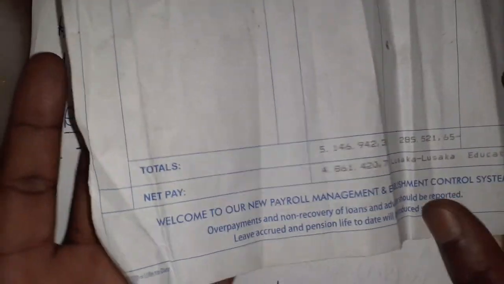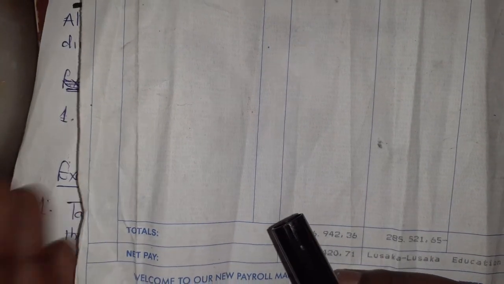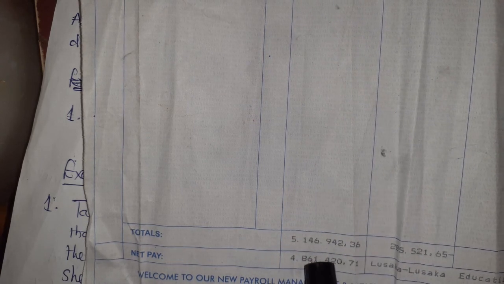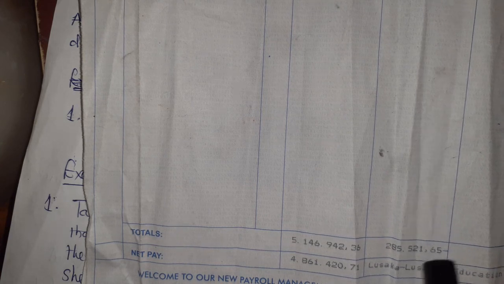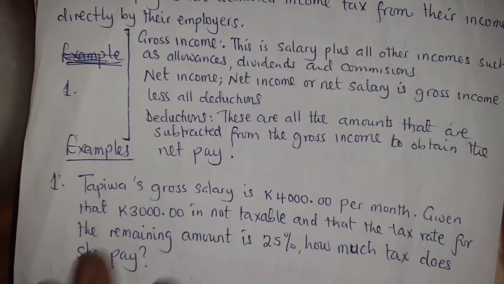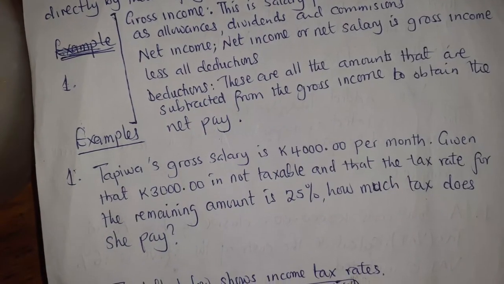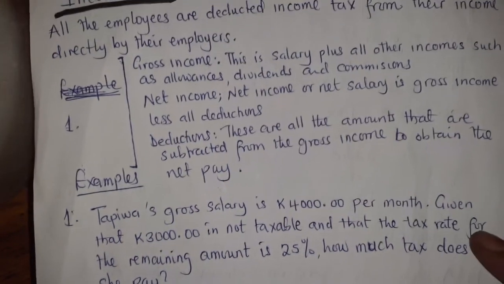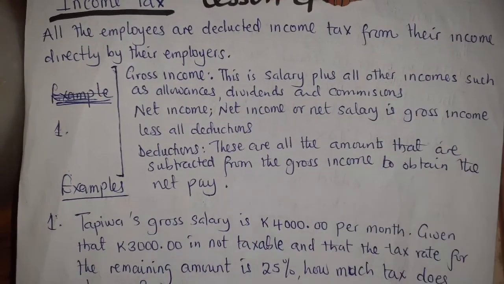after the deductions. You see, this is a pay slip here. So there's a net pay here after the deductions. So these deductions are removed, then you remain with the net pay. Deductions, those are the ones that we are talking about.